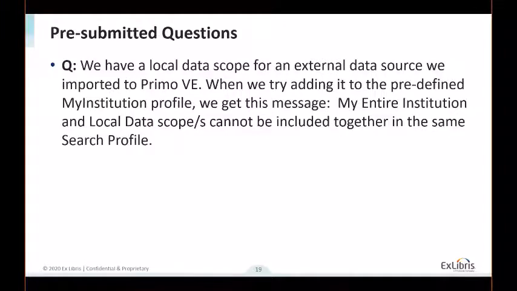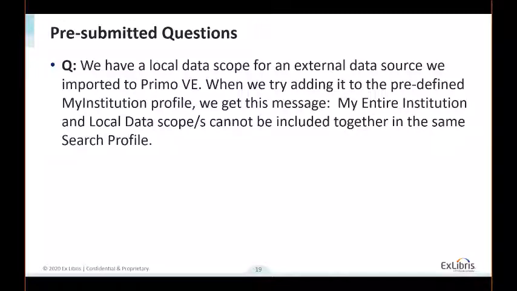Okay. We have a local data scope for an external data source that we imported to Primo VE. When we try to add it to the library catalog profile, we get an error message reading, "My entire institution and local data scopes could not be included together in the same search profile."